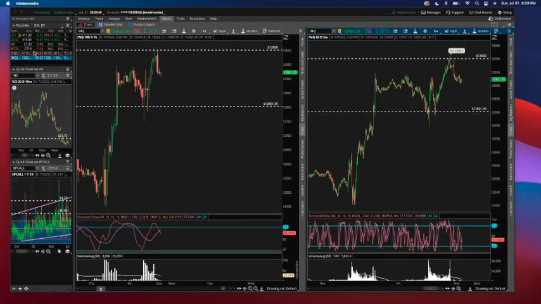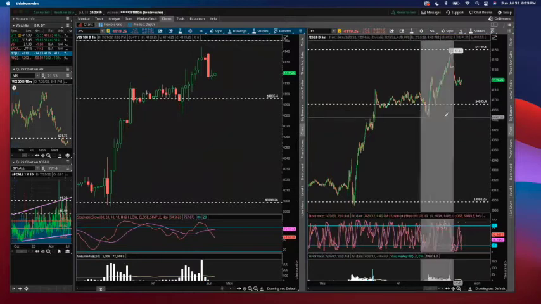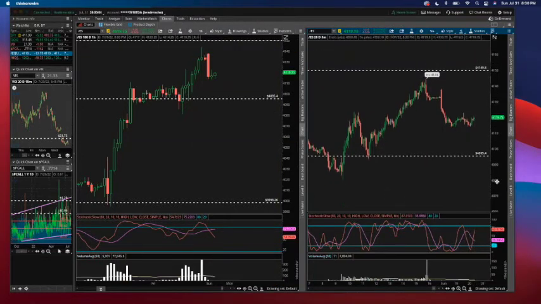Watch this level, and then same for ES. I would love to see this level come back down and be retested. It looks like that might happen, but here's a double bottom here. But I would love to see this level tested, and then for an entry for calls or puts. These are the two levels I'm watching.